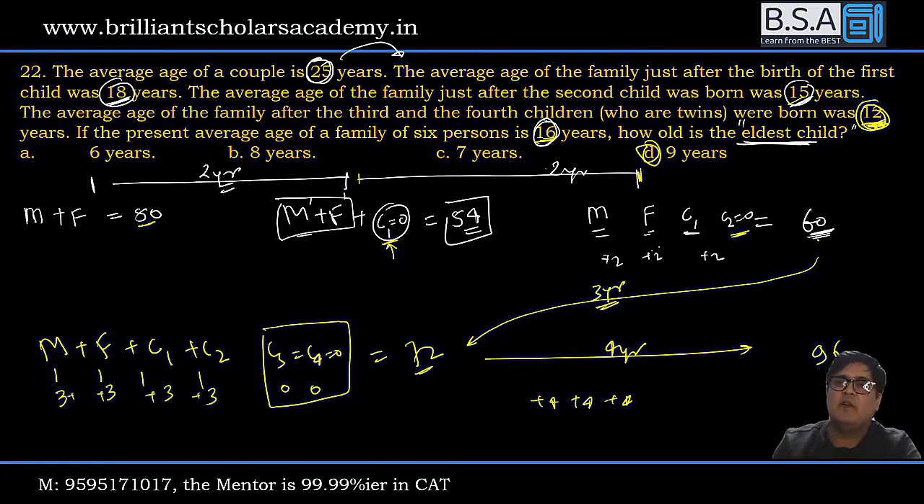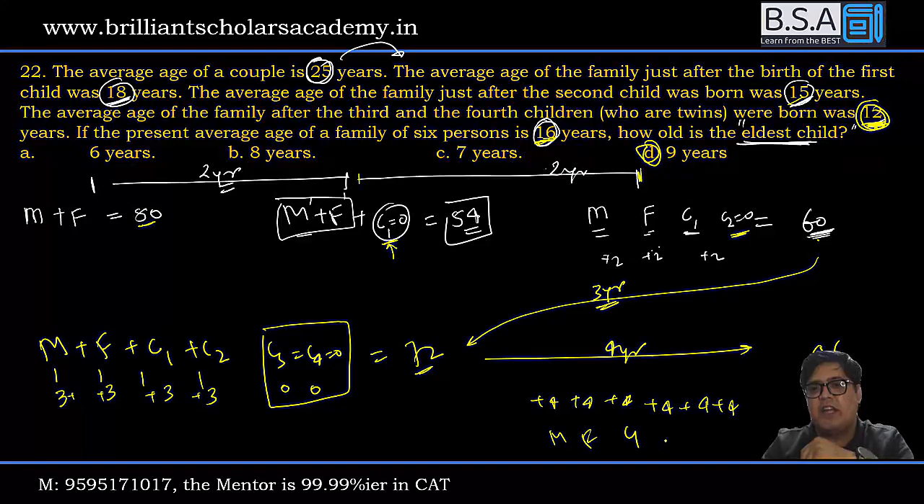अब सीधा आंसर देख लो. 12 इयर्स का एवरेज और 16 इयर्स का एवरेज, दैट इज ग्रोथ ऑफ 4. तो 4 इयर्स है पास. सबका 4 साल बढ़ेगा. मदर का, फादर का, चाइल्ड 1, चाइल्ड 2, चाइल्ड 3, चाइल्ड 4, ये दोनों ट्विन्स हैं.